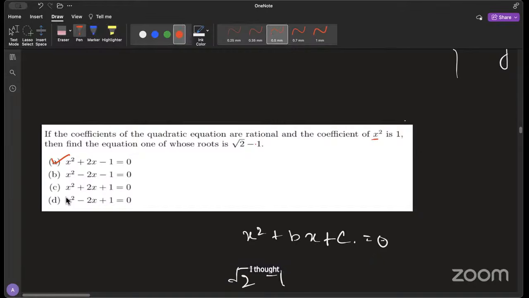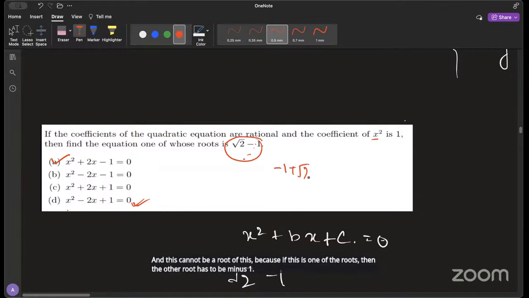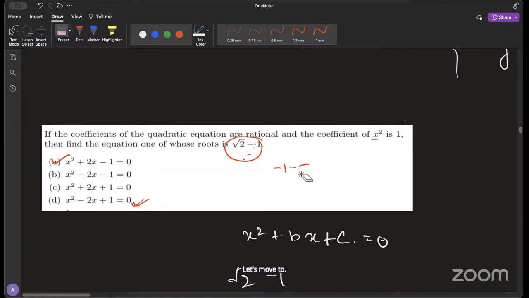I thought this is just the negative of this. That's what I thought. Yes, this would be correct as well. But someone said that this is the root of this, and this cannot be a root of this, because if this is one of the roots, then the other root has to be minus 1 plus root 2. And someone said that this happens to be the root of option D as well. This is not the root of option D.